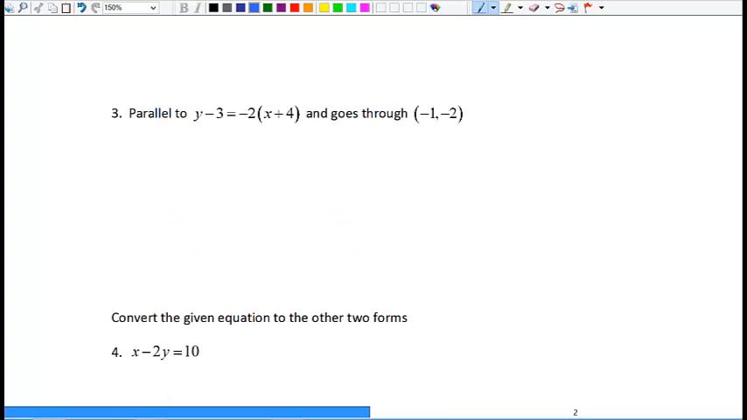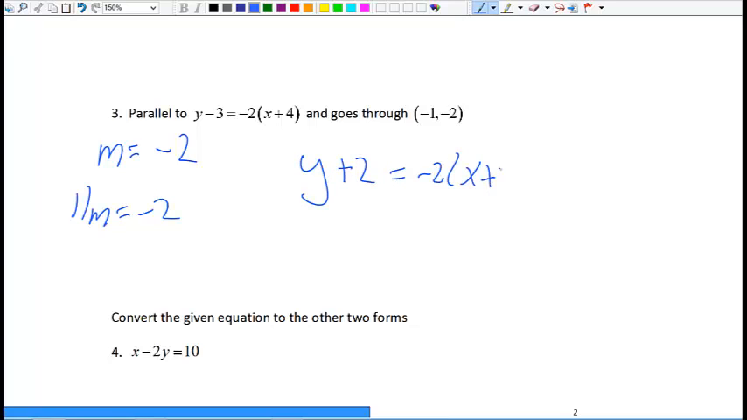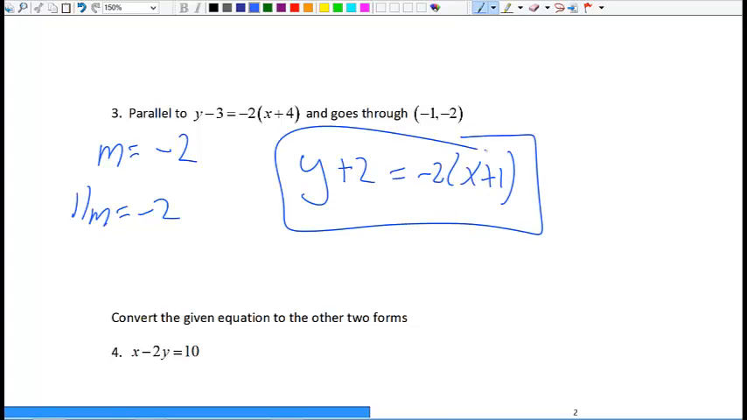Okay, so one more: parallel to this equation, which happens to be in point-slope form, and goes through this other point. So I just need the slope off of it, and the slope in this equation would be negative 2. So parallel to negative 2 would be negative 2. And then we're going to write the equation through the point (negative 1, negative 2). So that's just y plus 2 equals negative 2 times (x plus 1). Okay.